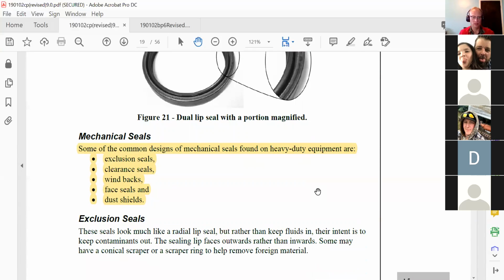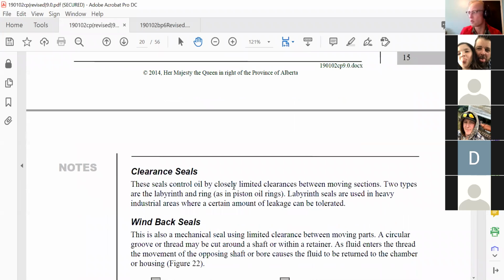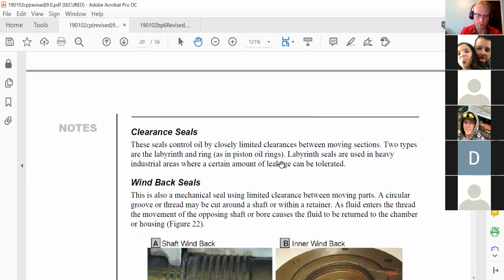So mechanical seals. These are where we see these first three components of them. We call them mechanical seals: an exclusion seal, clearance seal, or a windback seal. Face seals and dust shields. So face seals are the ones in heavy equipment, and they're specifically a heavy equipment application, or really, really heavy on-road equipment. And then dust shields, most of us, I'm sure, will know what a dust shield is, and we'll talk about that more when we get into brakes as well.